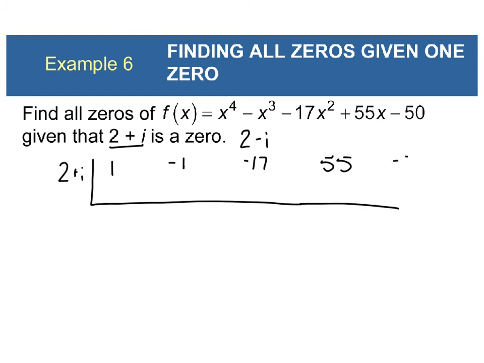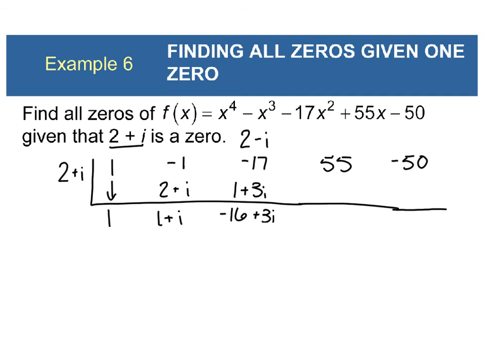Putting more space in here because of the complex zero that we're having to use and subtract. Okay, so bring down the 1. 1 times the 2 plus i, we get 2 plus i. Add together those things, we get 1 plus i. Now, multiply together 2 plus i and 1 plus i. What we're going to get is 1 plus 3i. Add together the real terms, we get negative 16 plus 3i. Now put together 2 plus i times negative 16 plus 3i.